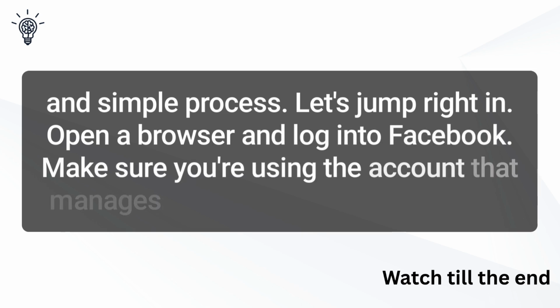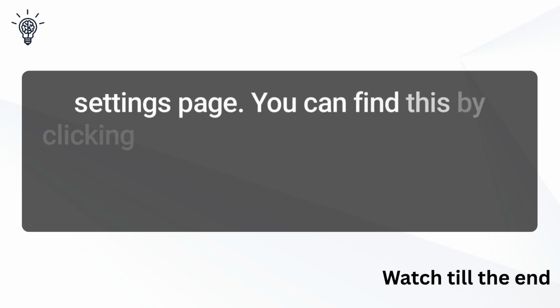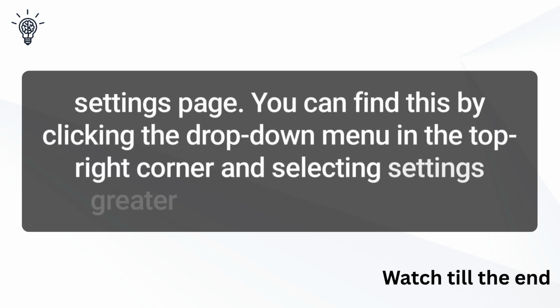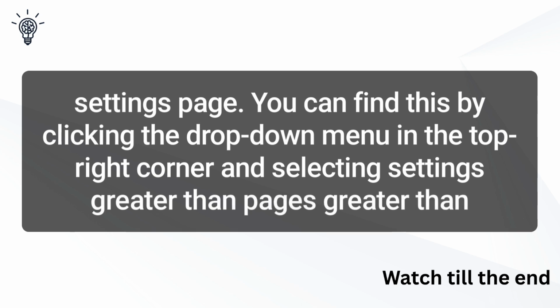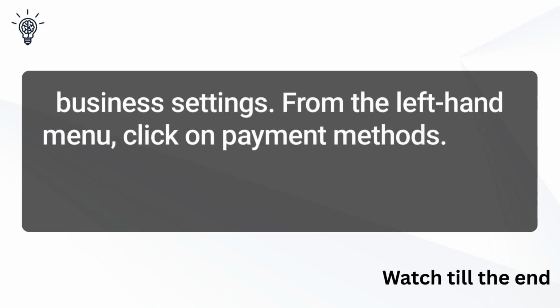Make sure you're using the account that manages the page. Go to the Business Settings page. You can find this by clicking the drop-down menu in the top right corner and selecting Settings > Pages > Business Settings. From the left-hand menu, click on Payment Methods.